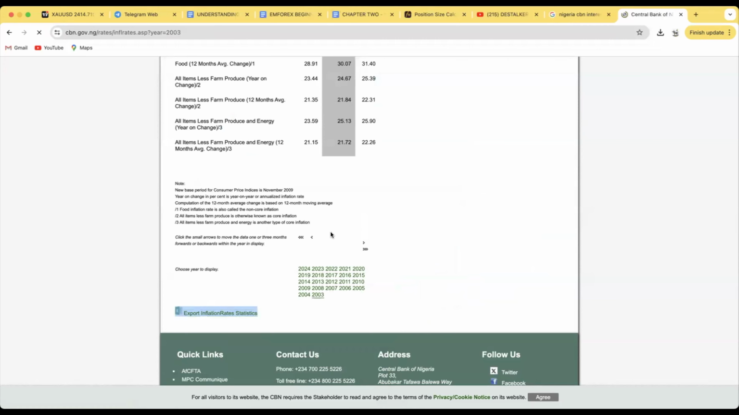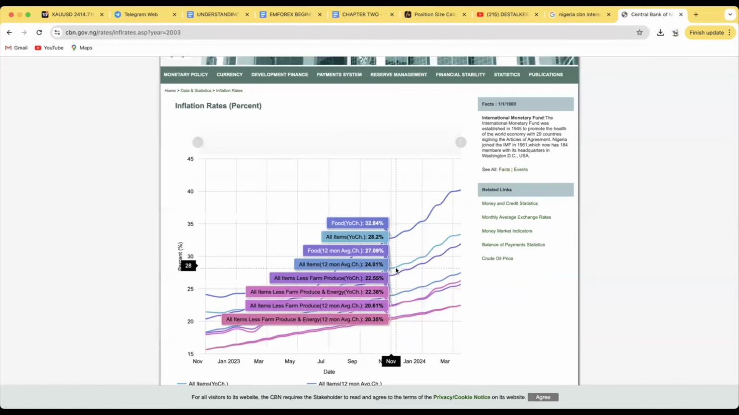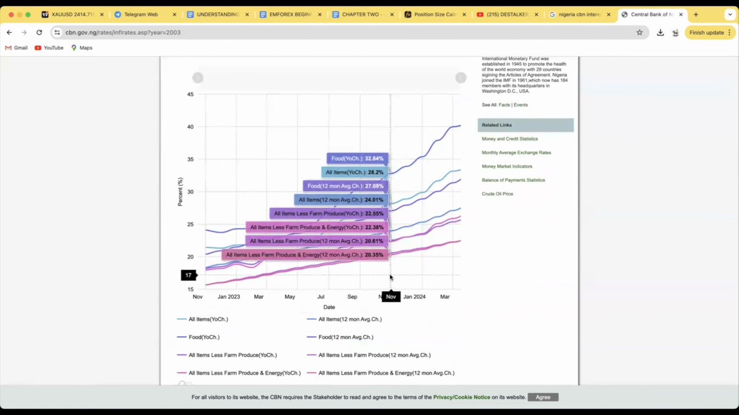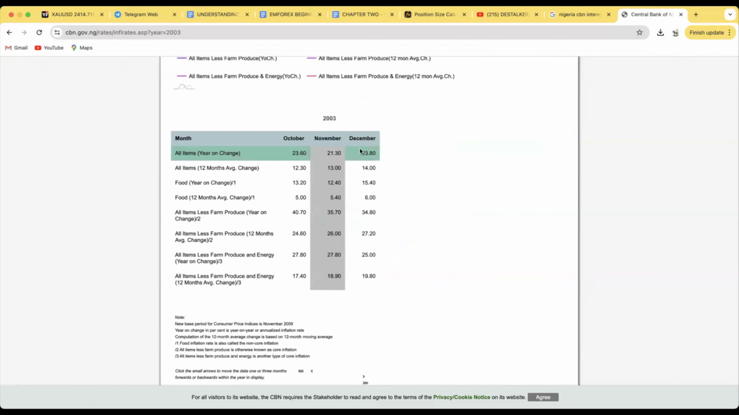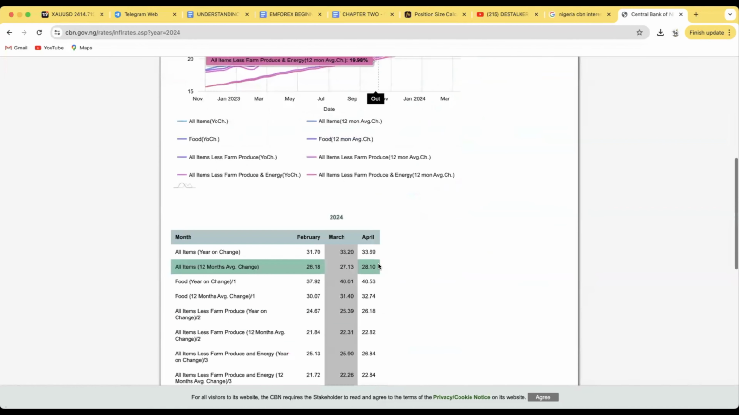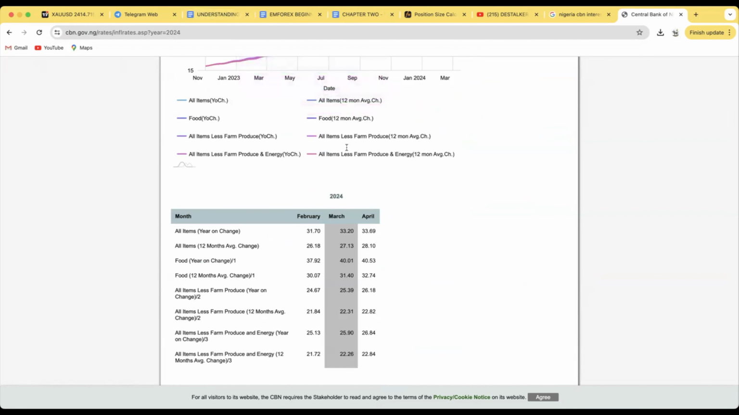This is 2003. Let's go to 2003. Which year is this? Oh, this is 2004, not correct. Okay, 2003. Inflation was at 21% as of December 2003. And now, currently, 2024, we are at 33.3%. So we made an extra 10%.